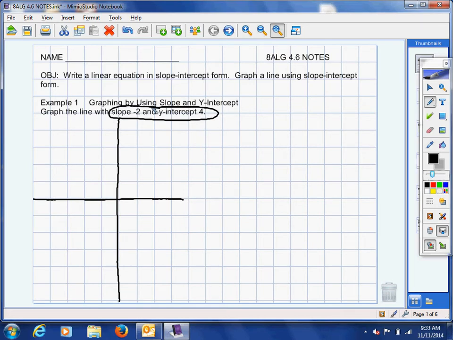We were given that the slope is -2. Anytime it's an integer that's being given, turn that integer into a fraction. So let's think for just a second. What would I need to do to -2 to make it a fraction? Okay, if you said put it over 1, you are absolutely correct. Great job on that.